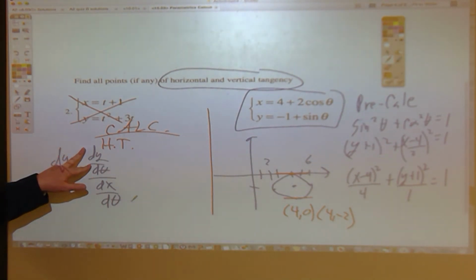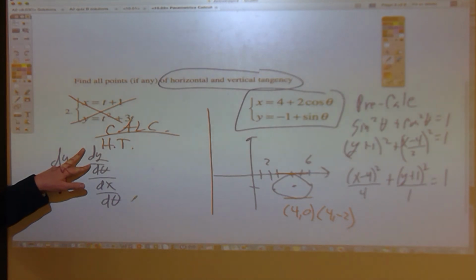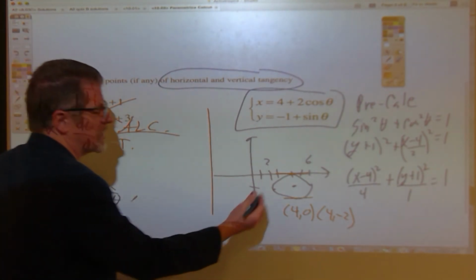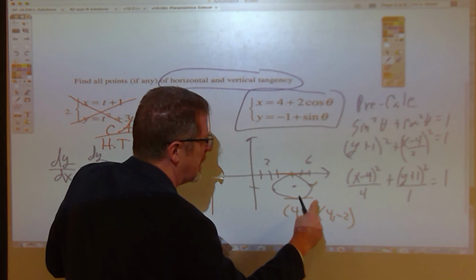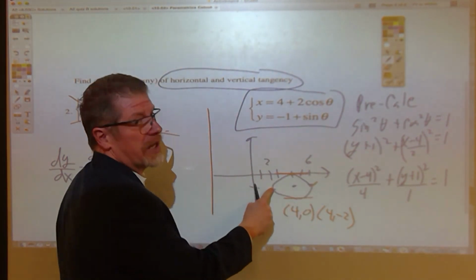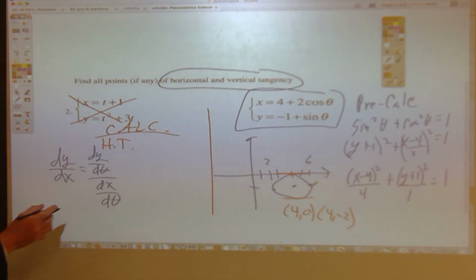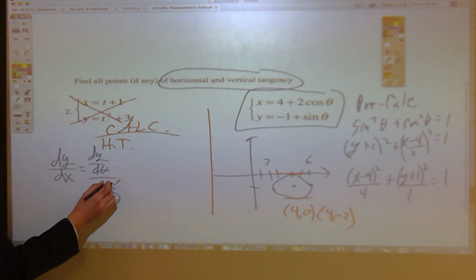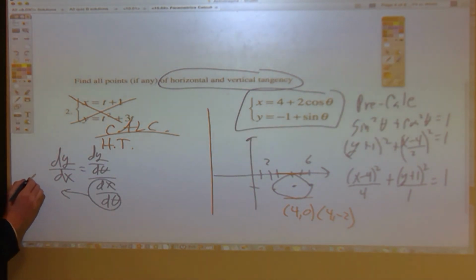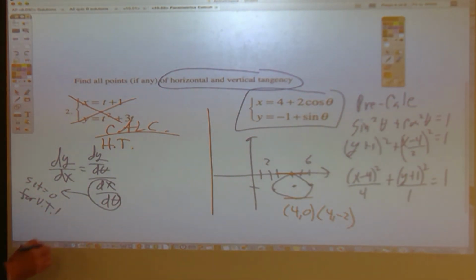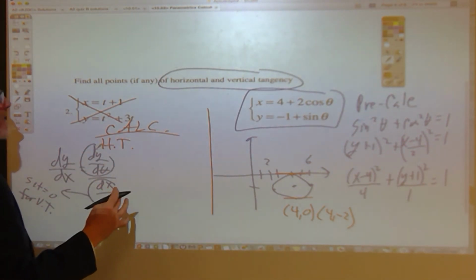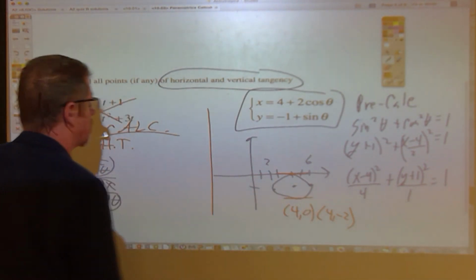So what I'm going to lead you through here to find horizontal tangents, basically finding the values of theta at which they occur, is the same approach you would use to find the points of vertical tangency. We know the vertical tangents occur over here at (6, -1) and (2, -1). You could get that from calculus by setting dx/dθ equal to 0, for points of VT, vertical tangency. In class here, let's just set dy/dθ equal to 0 to get the points (4, 0) and (4, -2).